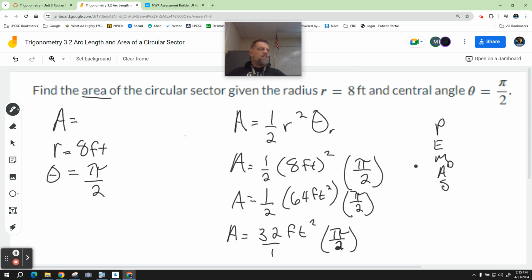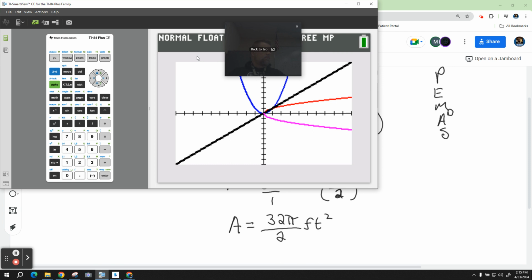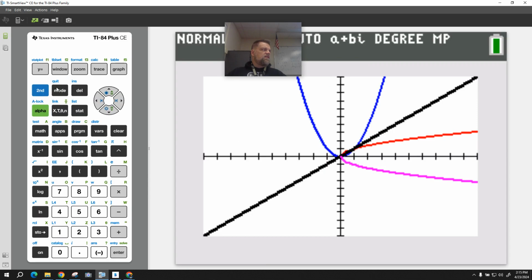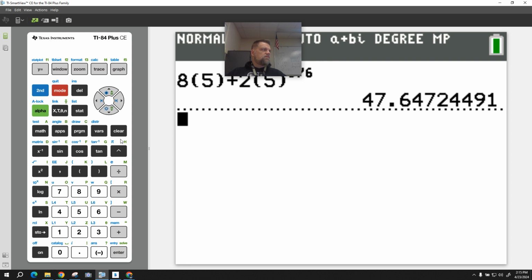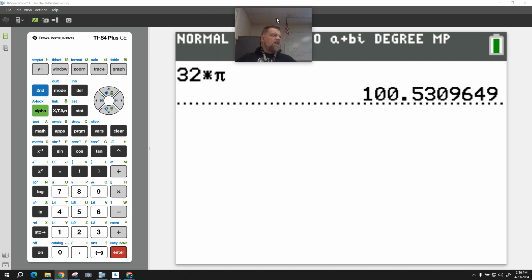Now, I didn't jot this down, but we were supposed to round to 3 sig figs, or significant digits, sig dig. So if I plug this in the calculator, which I'm going to do, what the heck in the world? That's some crazy stuff there. So I'm going to say 32 times pi, and I'm plugging in actual pi, right? Divided by 2.